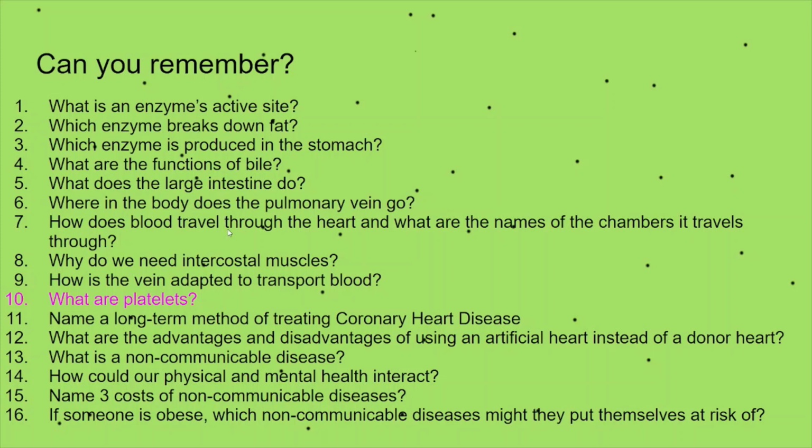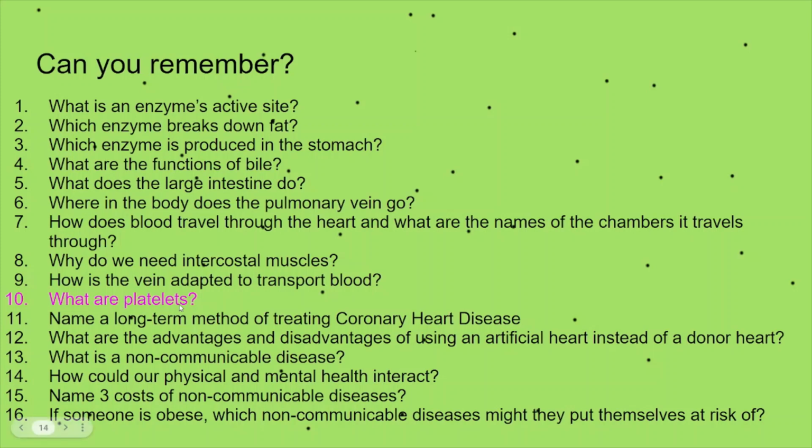We need intercostal muscles. They are between the ribs so that the chest can expand so that we can breathe in. The vein has a large lumen, remember that bit in the middle, so that blood can flow at low pressures more easily, and it has heart valves so that blood can flow the right way.